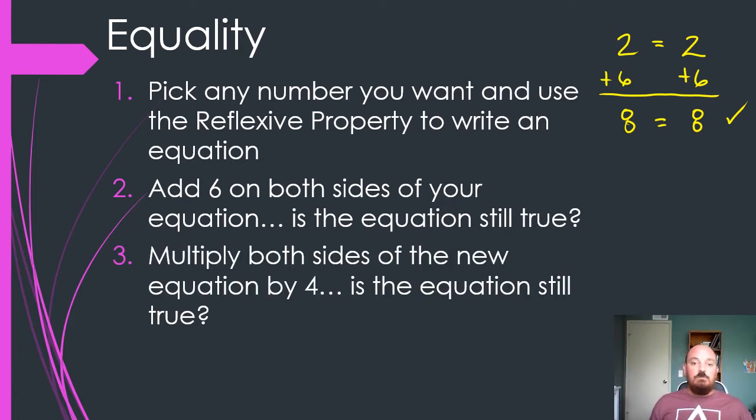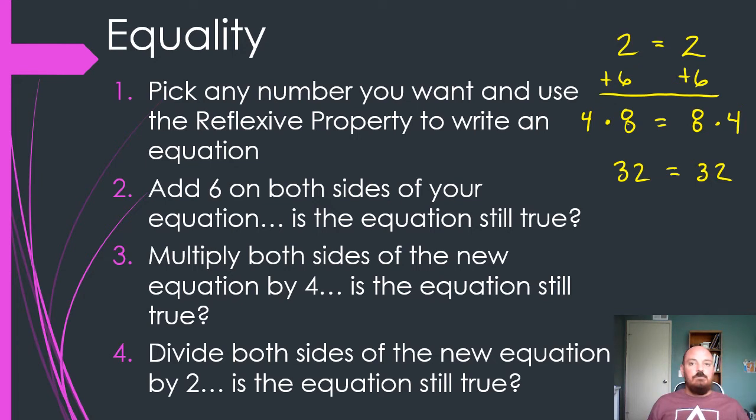Now let's multiply both sides of the equation by 4. In fact, let me get rid of that check mark there. I'm going to take my 8 and multiply it by 4. I'm going to use that dot symbol for multiplying. Now 4 times 8 is 32. And on the other side of the equation, 8 times 4, also 32. The equation's still equal.